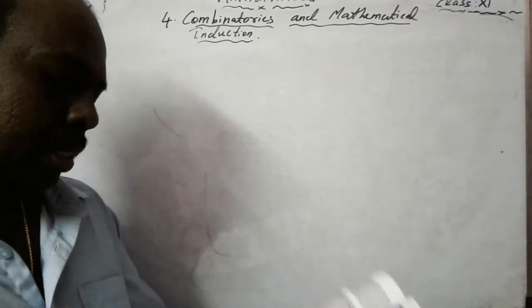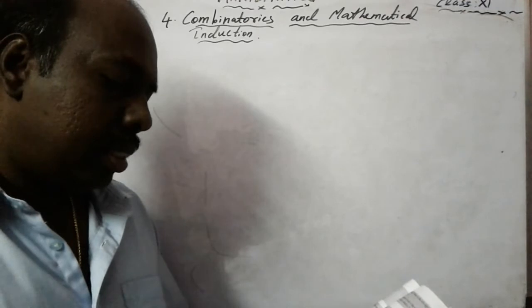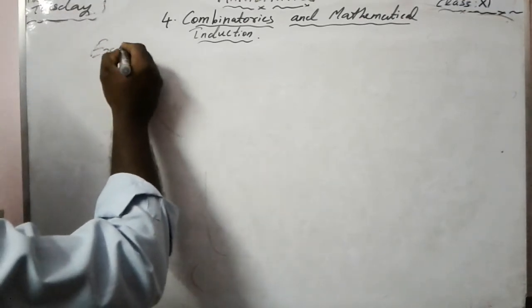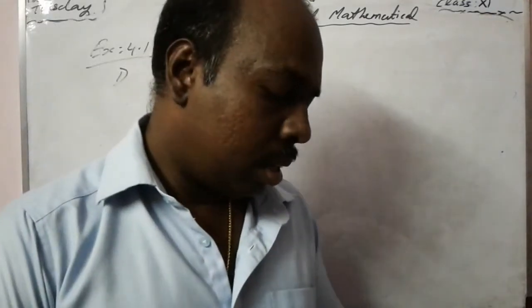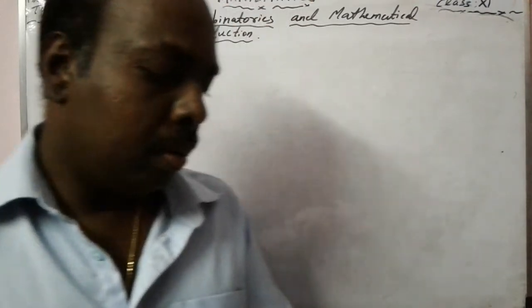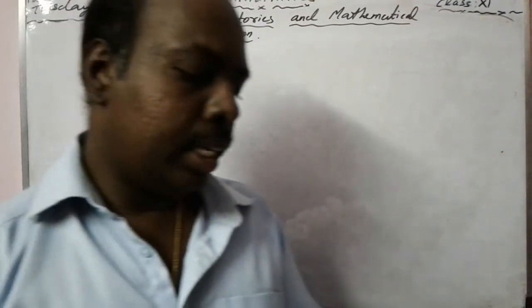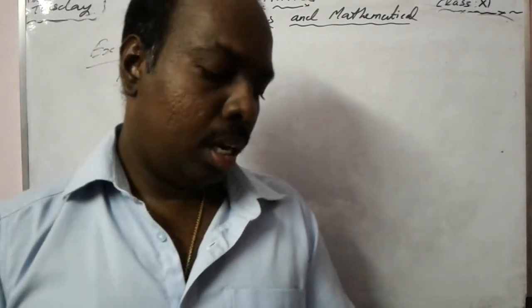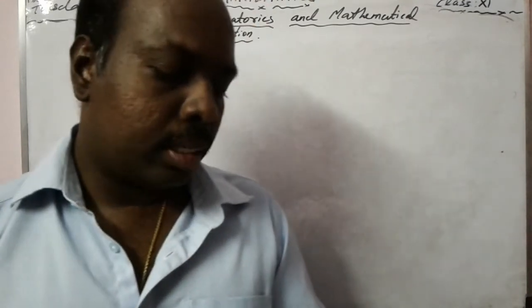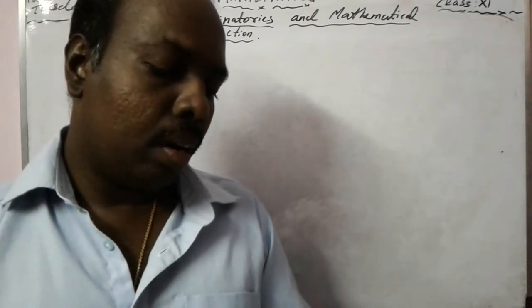Exercise one problem we can see. Exercise 4.1, first question. A person went to a restaurant for dinner. In the menu card, the person saw 10 Indian and 7 Chinese food items. In how many ways can the person select either an Indian or a Chinese food?